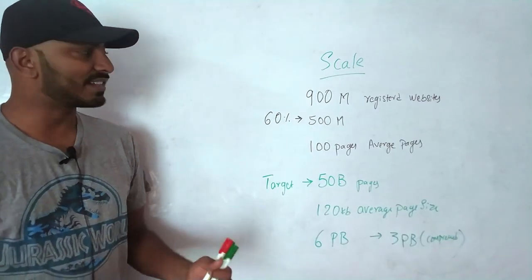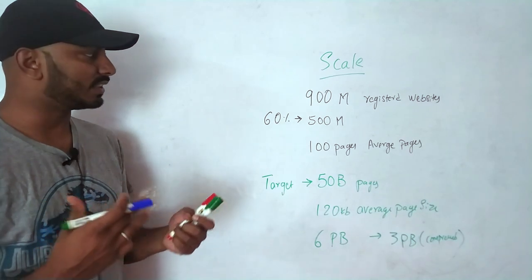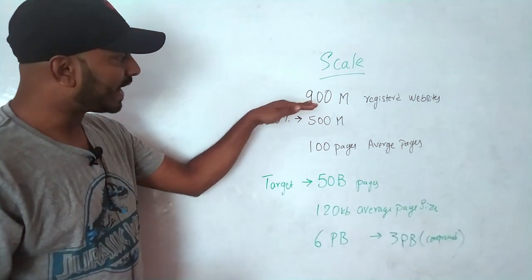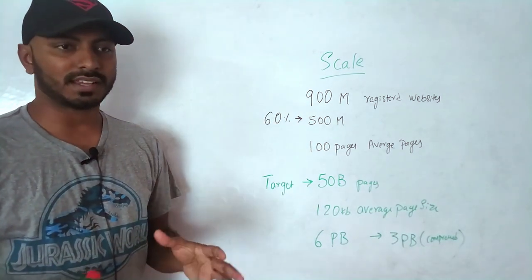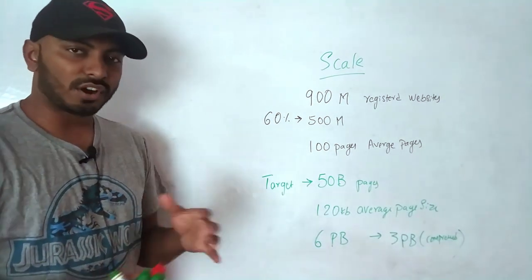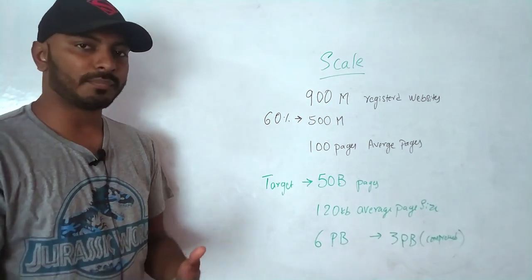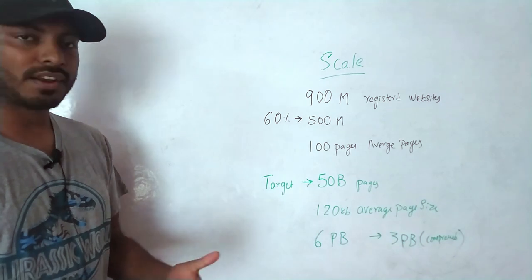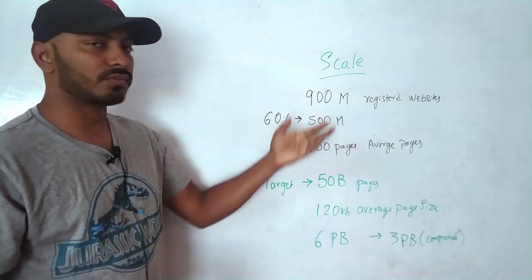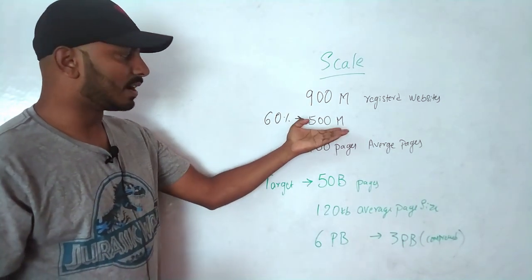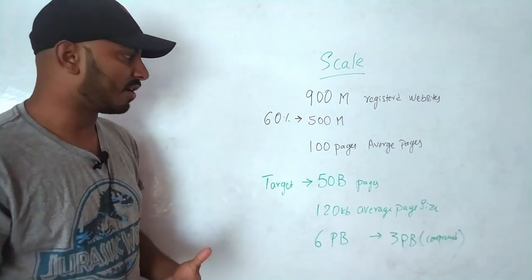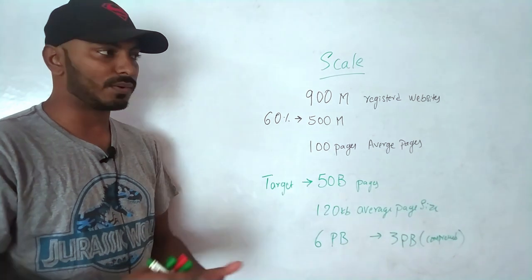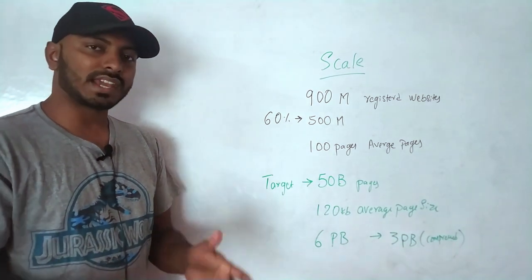As usual, let's understand the scale of the web pages we want to crawl using this crawler. Consider there are about 900 million registered websites on the internet. Not all of them are actually up, or they might be configured to deliver only some pages. So let's consider, in the best case, 60% of the registered websites are functional, and that comes to about 500 million websites we need to crawl. Now we need to see how many pages are in each website. We can't just count it like that, so let's take an average number.